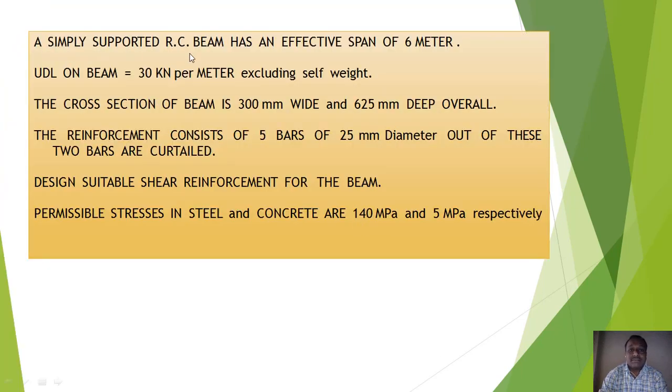A simply supported RC beam has an effective span of 6 meters. The UDL, uniformly distributed load on the beam, is 30 kN per meter excluding its self weight. The cross section of the beam is 300 mm wide and 625 mm deep overall. The reinforcement consists of 5 bars of 25 mm diameter. Out of these, 2 bars are curtailed. Design suitable shear reinforcement for the beam. Permissible stress in steel and concrete are 140 MPa and 5 MPa respectively. For this we need to design the beam.